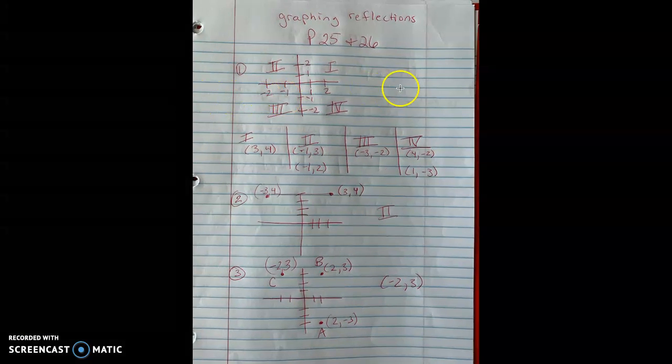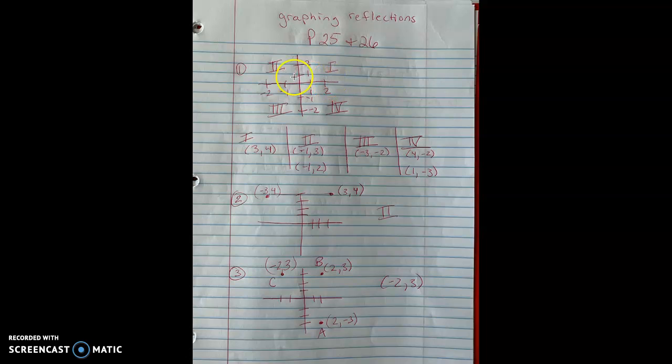Okay, so looking at question number 1, the quadrants, remember quadrant 1 is top right, then quadrant 2, top left, quadrant 3, bottom left, quadrant 4, bottom right. So if it's positive x and positive y, it's going to be up here in quadrant 1. So that's why 3, 4 is in quadrant 1. If it's negative x, you're going this direction, but positive y, you're going up, so it's in quadrant 2. So negative x, positive y is in quadrant 2. And then quadrant 3, they're both negative. And in quadrant 4, you have a positive x, but a negative y.